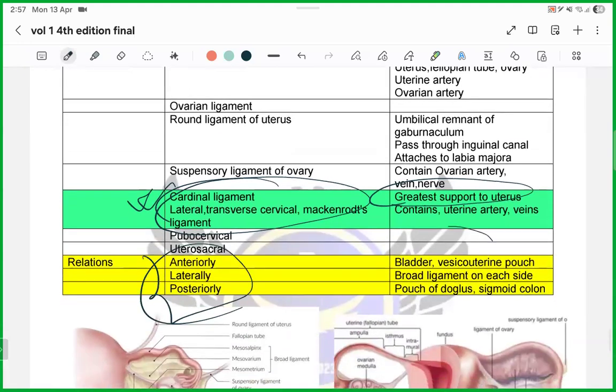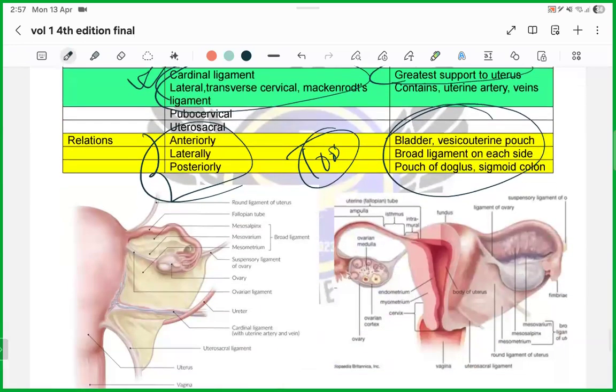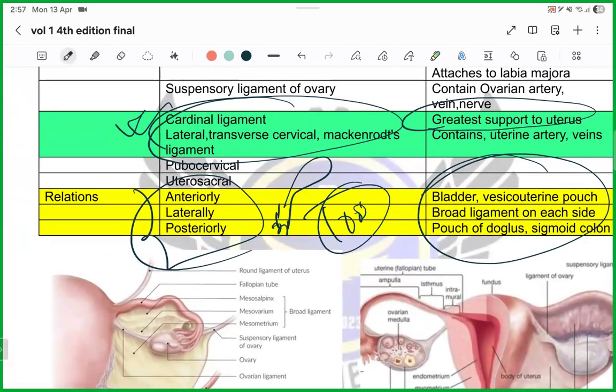And relations, 100% important. This is very easy. If this is our uterus, we have anteriorly the base of the bladder. Laterally, we have the broad ligament on each side. Posteriorly, we have the rectum. In between uterus and rectum, we have the recto-uterine pouch, and in between bladder and uterus we get the vesico-uterine pouch. Simple and easy.